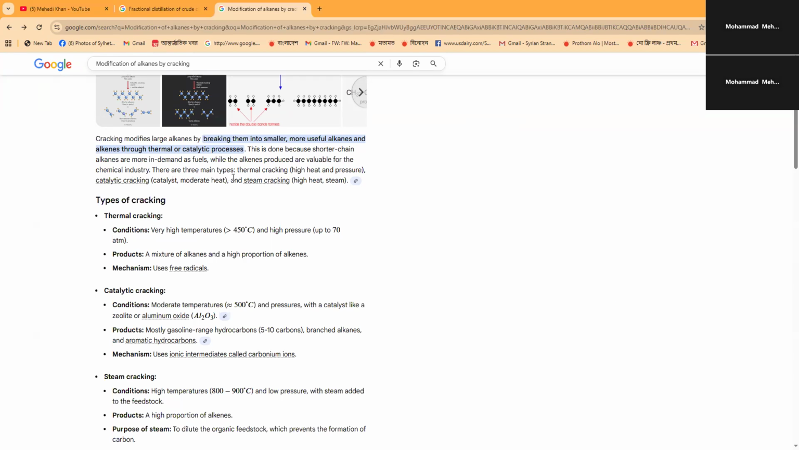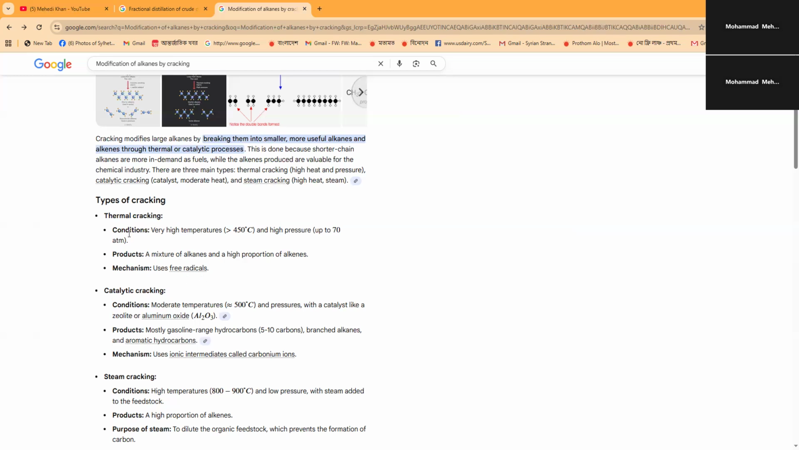There are three main types: thermal cracking, high heat and pressure; catalytic cracking, catalyst and moderate heat; and steam cracking, high heat and steam. So now we'll go to the types of cracking. Thermal cracking condition: very high temperature like 450 degrees centigrade and high pressure up to 70 atm. Products: a mixture of alkanes and a high proportion of alkenes. Mechanism: uses free radicals. These are known as thermal cracking.